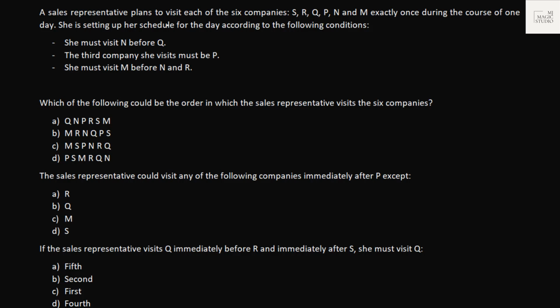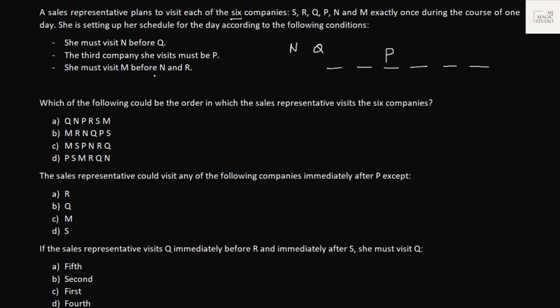A sales representative planned to visit each of six companies, S, R, Q, P, N, and M, exactly once during the course of one day. She is setting up a schedule for the day according to the following conditions. She must visit N before Q. N should be before Q. The third company she visits must be P. 1, 2, 3, 4, 5, 6. The third company should be P. And N should be before Q.